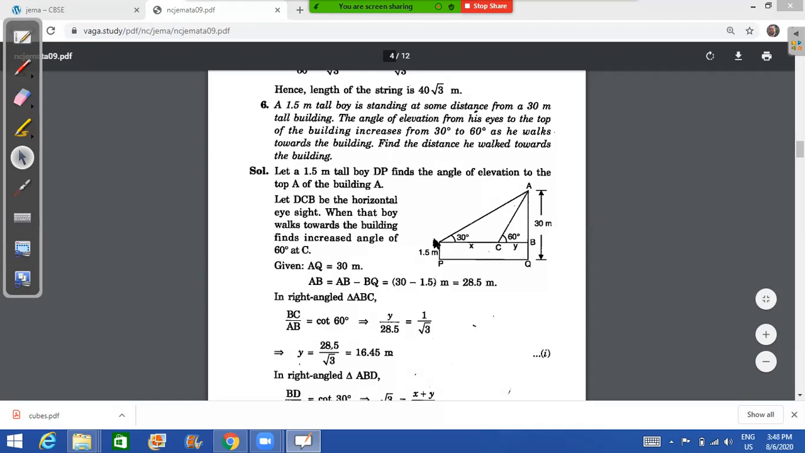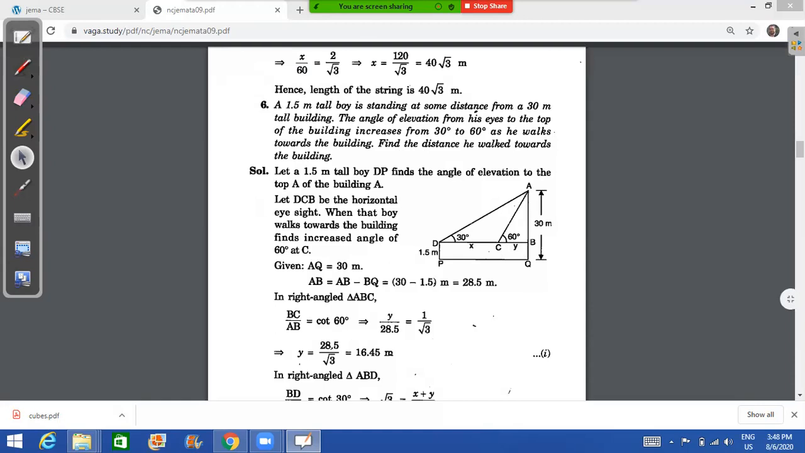I told you that as we move towards a building or a tower or anything which is of a certain height, the angle is going to increase. Now the question is, what is the distance that he has moved? What is the distance he has moved? So let me explain this on the board for you.